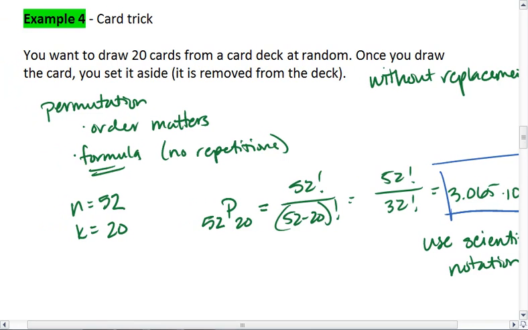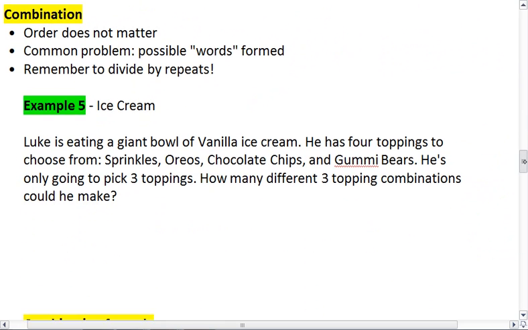And that does it for permutation. So make sure you understand permutations and that permutations are where order matters. Because next we're going to look at a combination.